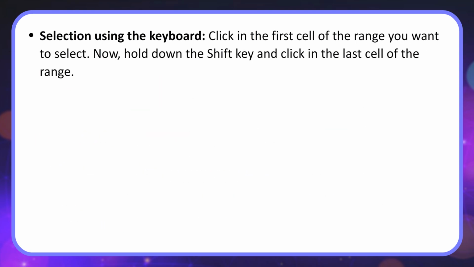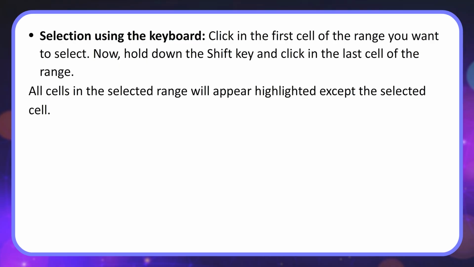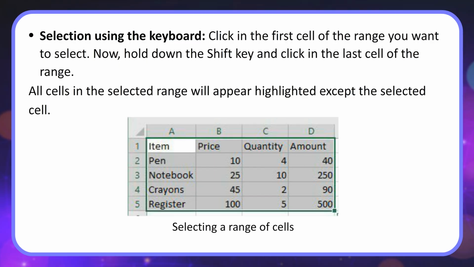Selection using the keyboard. Click in the first cell of the range you want to select. Now, hold down the Shift key and click in the last cell of the range. All cells in the selected range will appear highlighted except the selected cell. Selecting a range of cells.